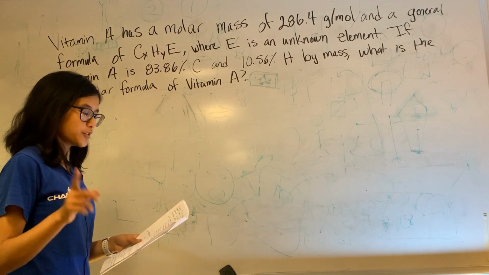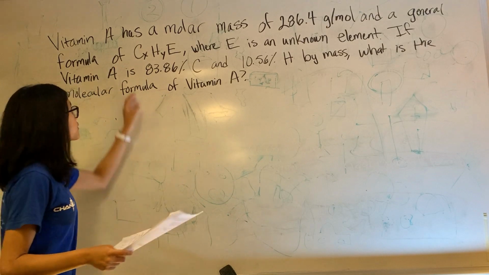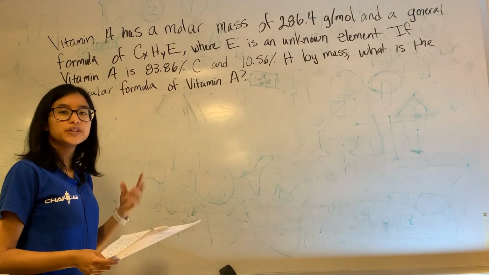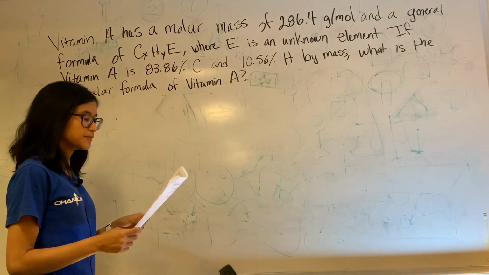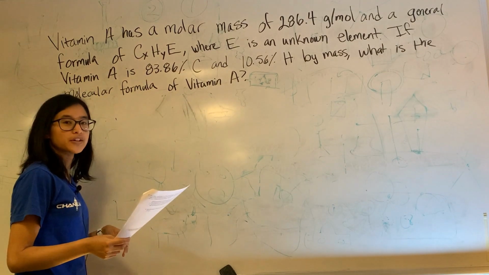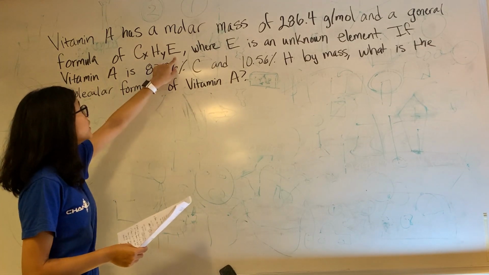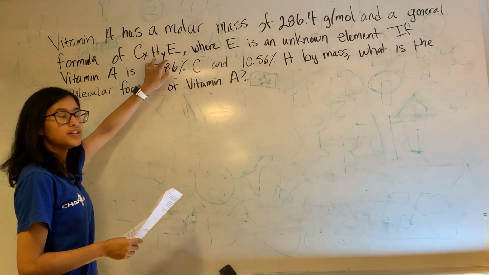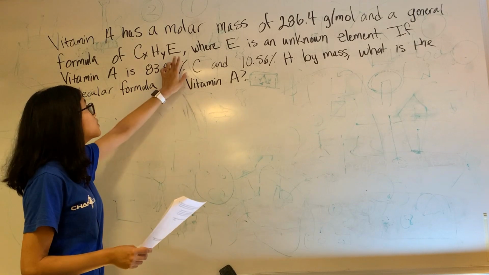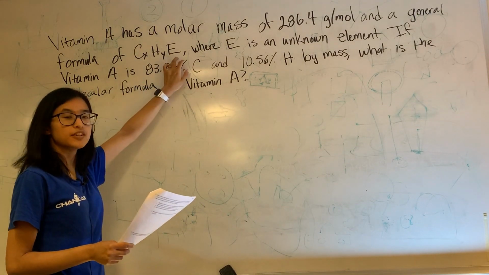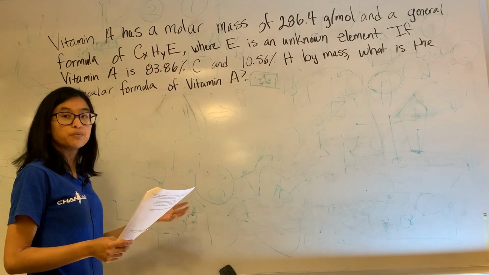All right, so a couple notes for this problem. A couple people were tripped up by this general formula thing here. So what this general formula is doing is it's standing in for your molecular formula, or actually your empirical formula as well. So there's no subscript for E, as you can see right here, whereas there's different subscripts for C and H. So what this is indicating to you is that there's only 1 mole of E for every 1 mole of vitamin A. So that will be important later on.